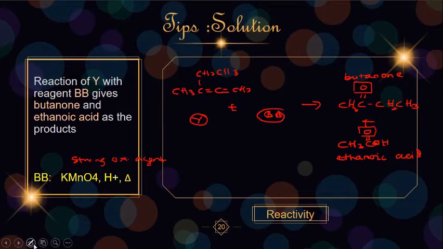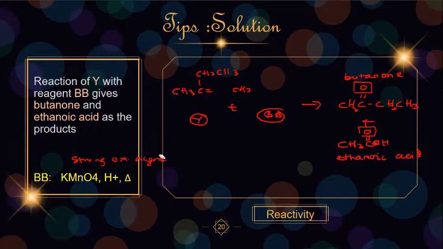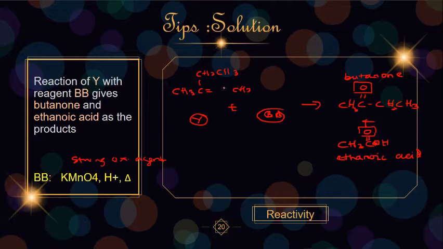Okay, I delete this one. It looks like a double bond here. Okay, we go for the carbon that is bonded with CH3. So this actually is CH, CH3. So actually this is the structure of Y.